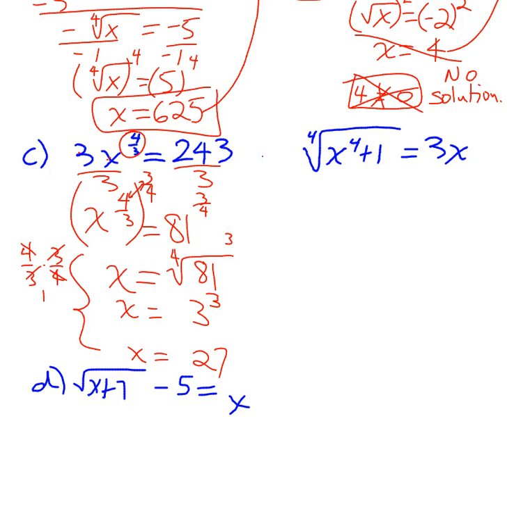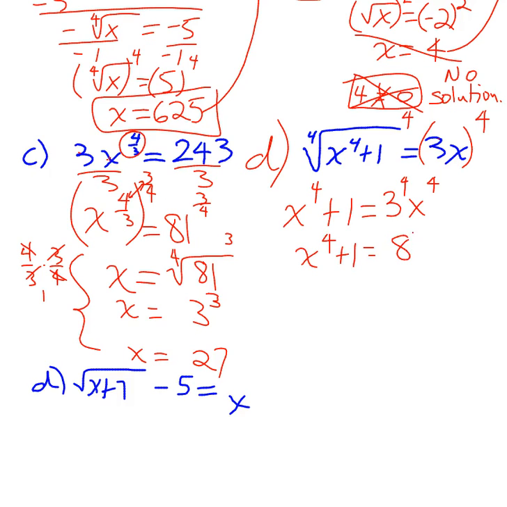Example D, right here, right? I've got the 4th root of x to the 4th plus 1 equals 3x. Notice I've already gotten this radical alone, right? So all I have to do is do the opposite exponent to get rid of that radical. Well, doesn't that mean I should raise both sides to the 4th power? 4th power here, 4th power here. Don't forget you need parentheses because you got to raise that 3 to the 4th power. I get x to the 4th plus 1 equals, wouldn't that be 3 to the 4th, x to the 4th? Which would be x to the 4th plus 1 equals 81 x to the 4th. Everybody see how I got that?